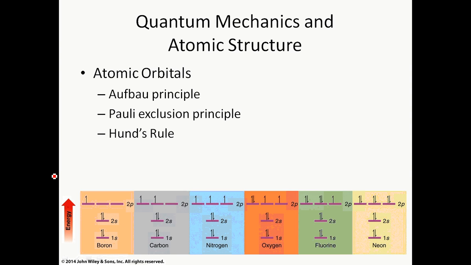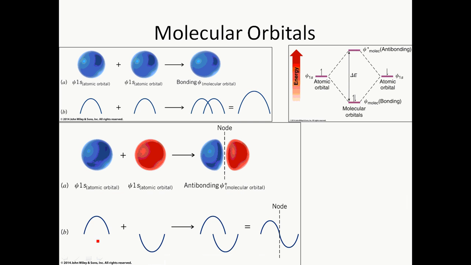First we'll talk about atomic orbitals, and we'll use things like the Aufbau principle, Pauli exclusion principle, and Hund's rule to give us atomic orbitals for different atoms. Then we'll take those atomic orbitals and interact them with each other in order to try to make molecular orbitals.